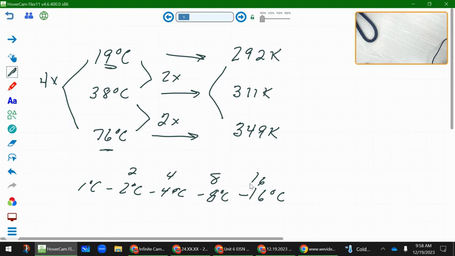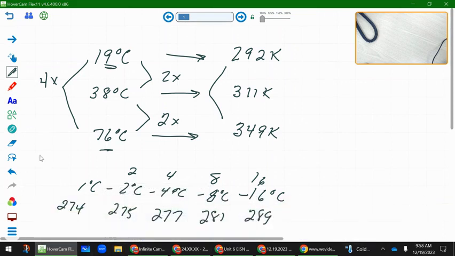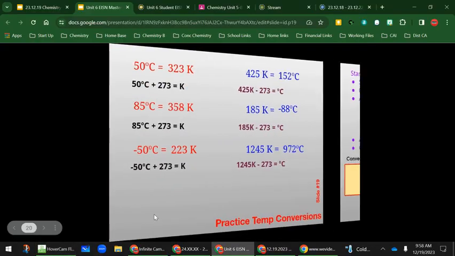Okay? But in Kelvin, this is 274, 275, 277, 281, 289. That is not that big a change, is it? Okay? That is why we have to use Kelvin, ladies and gentlemen. Have to. No ifs, no ands, no buts.